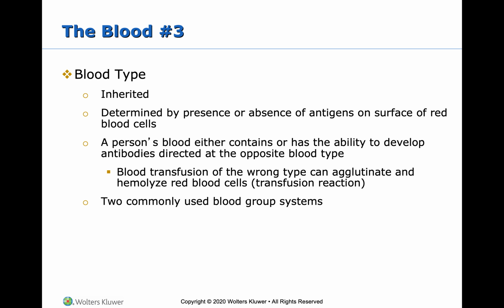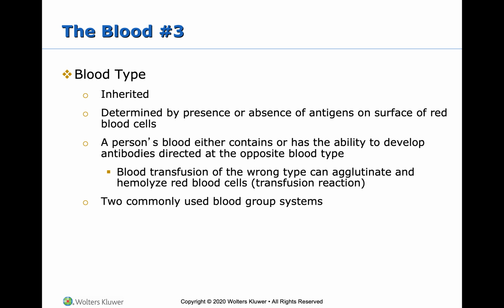Basically what I want to say on this slide is if a patient that needs a blood transfusion is given the wrong blood type, their body, if they have those antibodies directed at the opposite blood type or the incorrect blood type, will actually attack and destroy, or lyse, rupture all of its red blood cells and essentially would kill the patient.